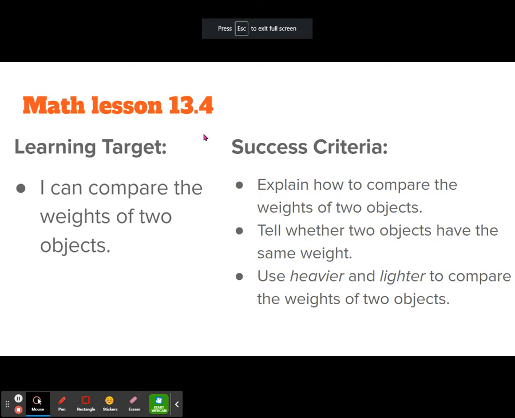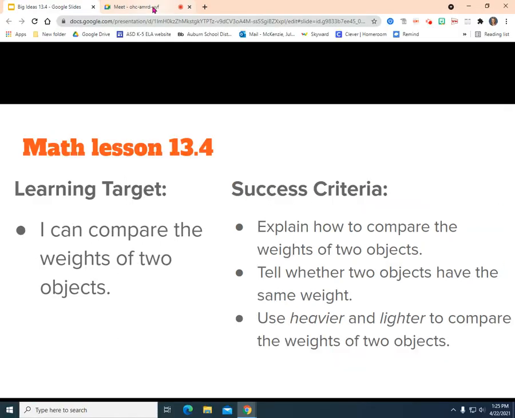Remember, the learning target is our goal for what we want to learn today. The learning target is I can compare the weights of two objects. The success criteria means how you will know that you've been successful at the target. Today, our success criteria are that you can explain how to compare the weights of two objects, tell whether two objects have the same weight or not, and use words like heavier and lighter to compare the weights of two objects.